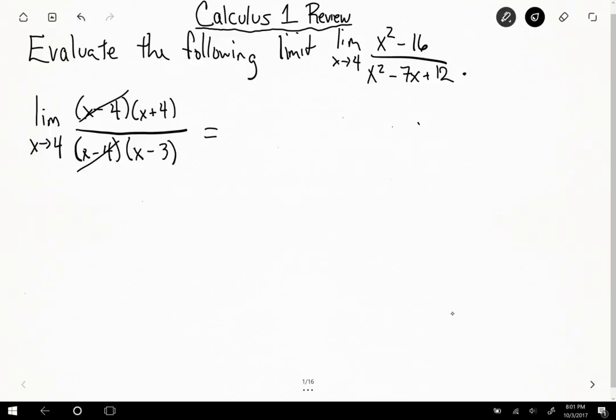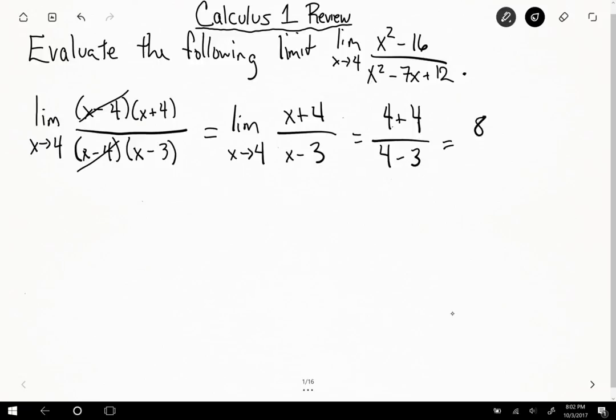And so what we're left with is limit as x approaches 4 of x plus 4 over x minus 3. Okay, so now with that in mind, how do we proceed from here? Well, we can now try and plug in 4 again. So when we plug in 4, we can drop that limit symbol, so we are left with 4 plus 4 divided by 4 minus 3, and so notice that equals 8 divided by 1, which is just 8.